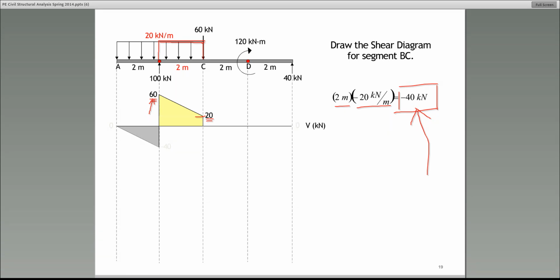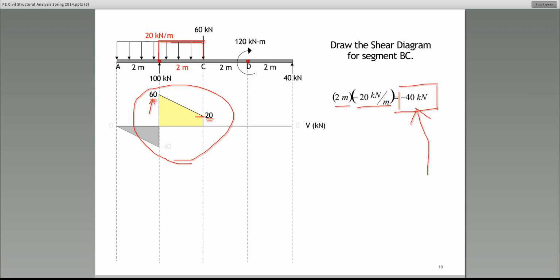Guys, how would you be tested on the exam for something like this? They could just give you the shear diagram for that segment only. And they give you, of course, 4 choices and say which one is correct. Do you get the hang of it?